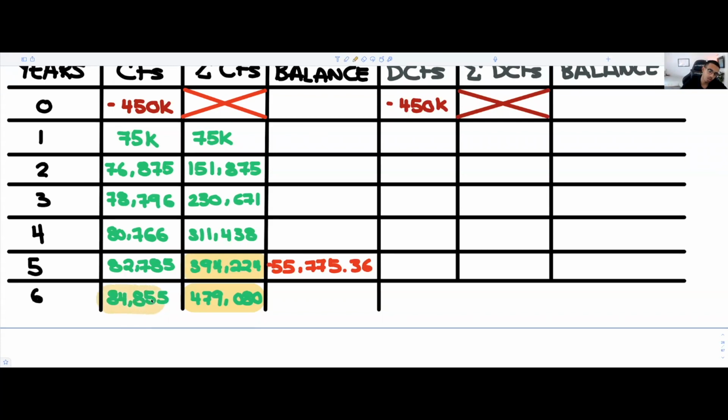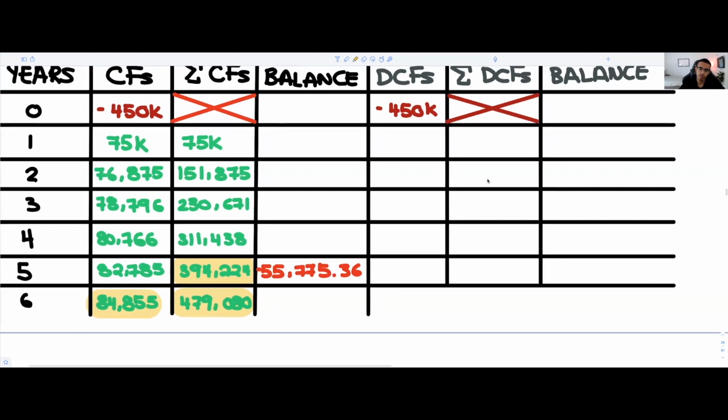So in other words, from the 84,855 that we made on year 6, $55,000 will be needed in order for us to be able to recoup our initial investment. In order for us to be able to say, hey, we made our money back. We're good. We found our payback period. Okay, so that's awesome stuff.